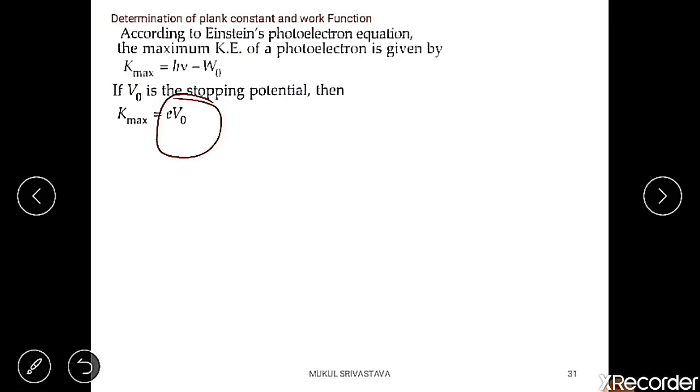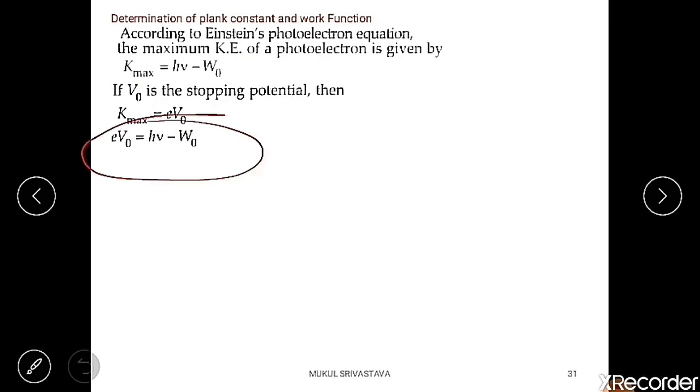Now we put the value of K max equals this eV naught in the first equation there. We get eV naught equals h nu minus W naught. Now if we divide this entire equation by e, we get here V naught equals h upon e nu minus W naught upon e.